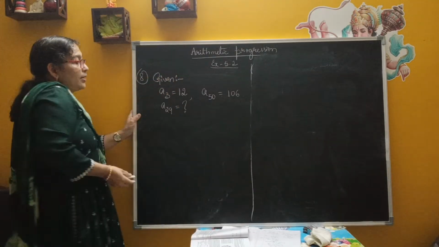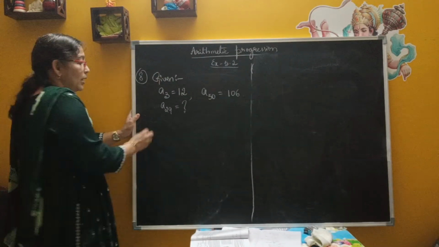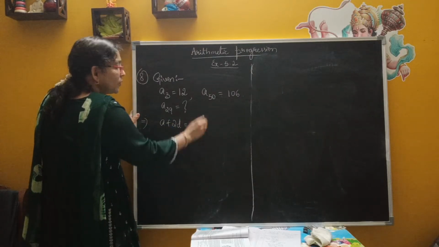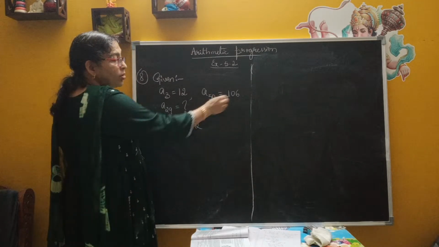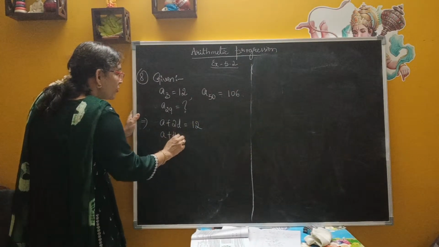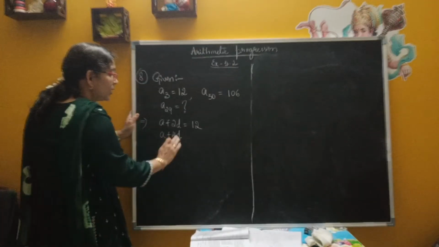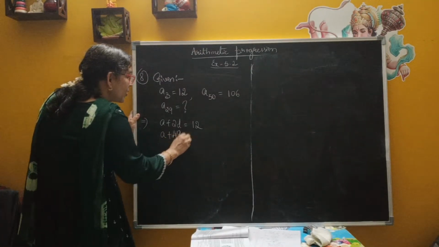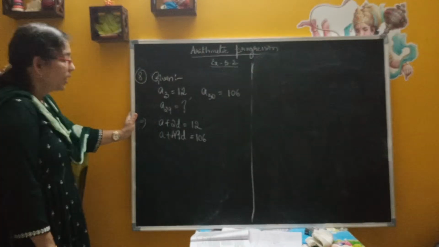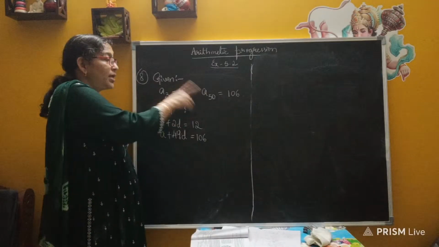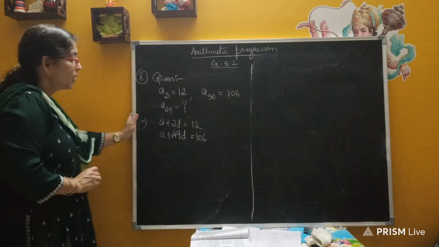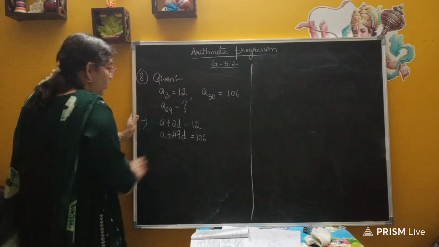Okay. How do you write A3 using the formula? A plus 2D. So by this, what do you write now? A plus 2D is equal to 12. And this A50 is equal to 106. So for the 50th term, what is the formula? A plus 49D, since 50 minus 1 is 49. A plus 49D is equal to 106. Always 1 less it is. Here 3 minus 1, we get 2. So A plus 2D is equal to 12, and A plus 49D is equal to 106.